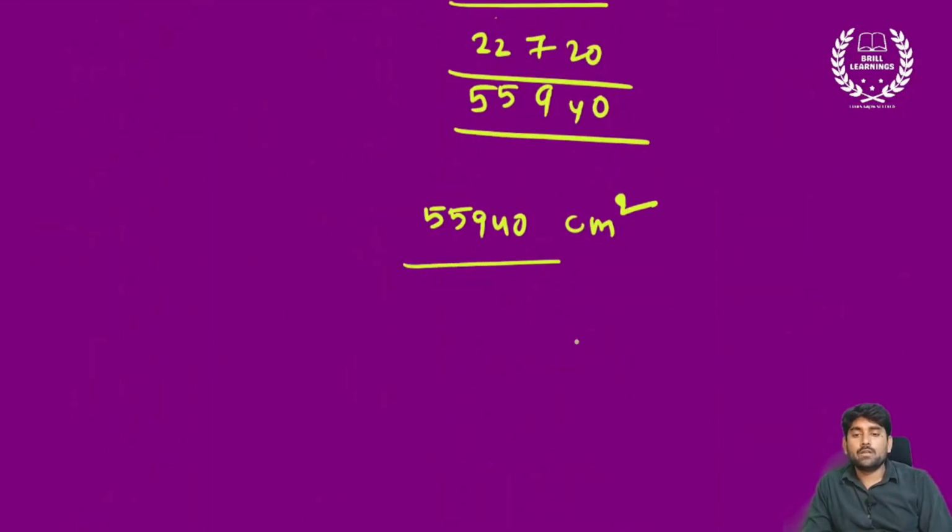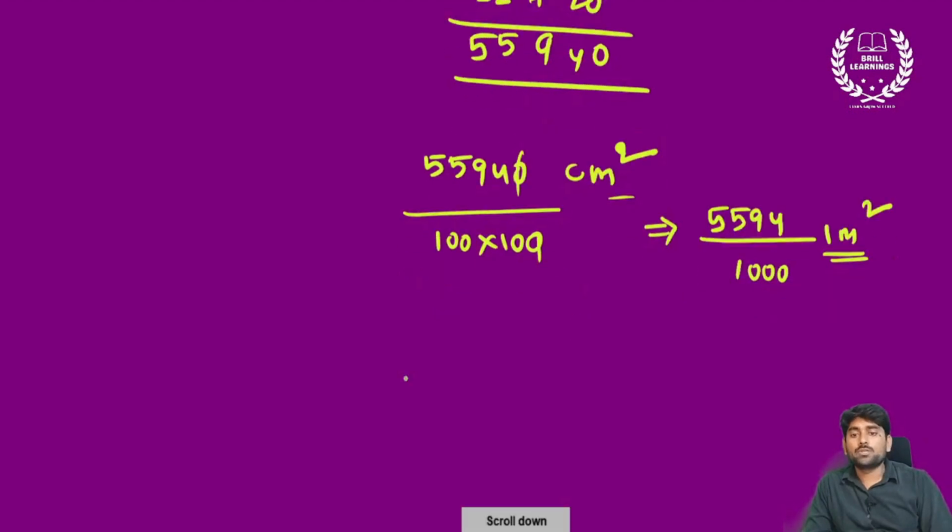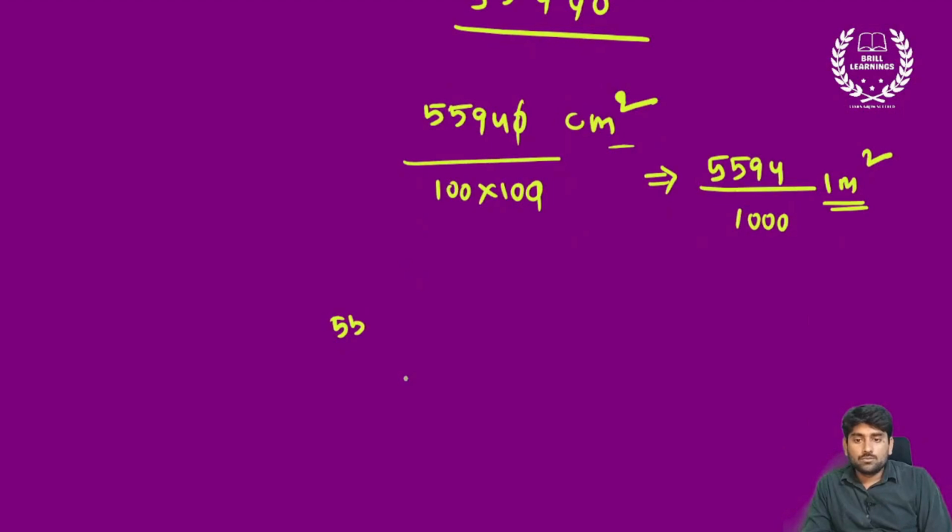So in order to convert, it is a 2-dimensional quantity, right? So I have to divide this value 2 times with 100. So 0 0, I am left with 5,594 by 1000, which is 1 meter square. Okay, for 1 meter square how much cost they are charging? 5,594 by 1000 into 150.